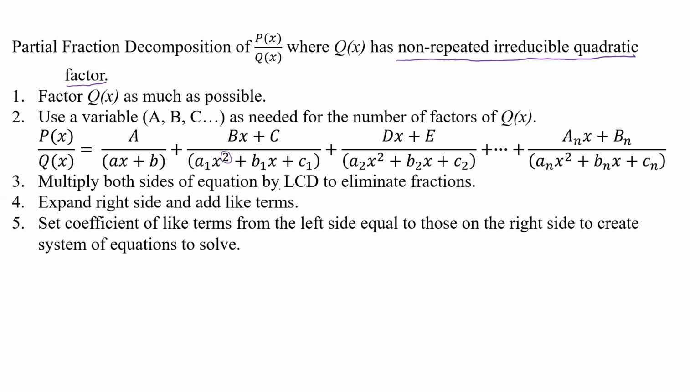Then we're going to do the same thing we've done the rest of the time. The part that's the same is how we set it up for what kind of factor we have in the denominator. Again, we multiply both sides of the equation by the LCD to eliminate fractions. We expand the left and right sides, and then we set the coefficients of like terms from the left side equal to those on the right side to get the system of equations to solve, okay? And then we just plug it back in. Our A will go here, whatever B is goes in front of the x, C goes to the right plus it, and then D and E and so on. So you have to remember how the problem worked there.